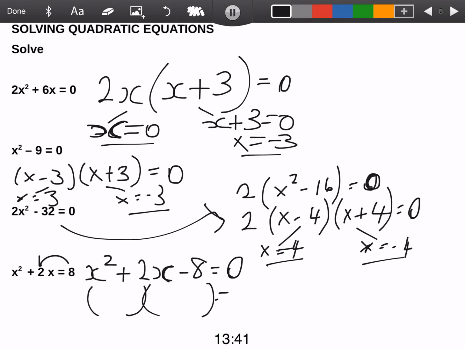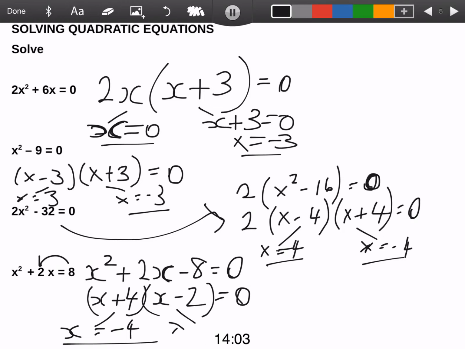Trinomial, quadratic, factorising, 2 numbers that multiply to negative 8, they add up to 2. 2 numbers that multiply to negative 8 add up to positive 2 would be a plus 4 and a negative 2. Multiply to negative 8, add up to positive 2. 2 solutions, set the factors equal to 0, x is negative 4 and x is 2.